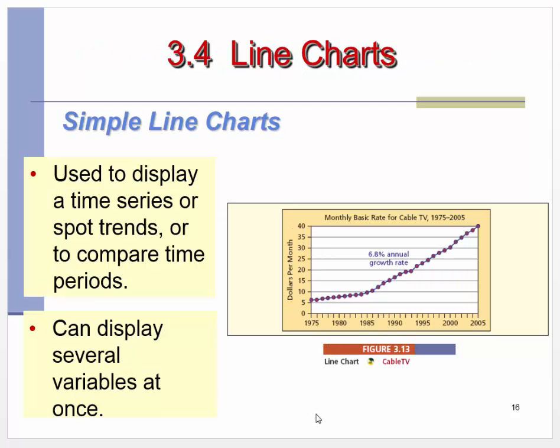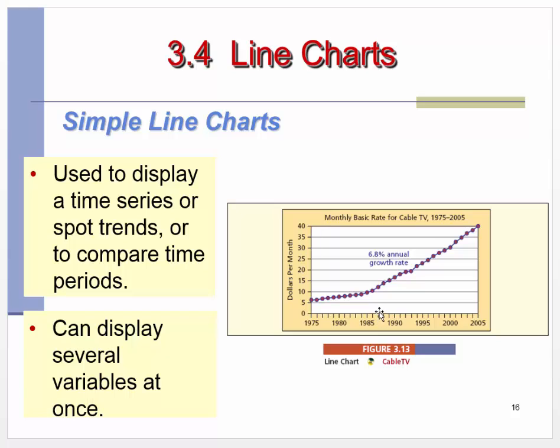Now let's talk about line charts. Basically, we can use simple line charts to display a time series, spot trends, or compare time periods. And it can display several variables at once. This chart here shows the monthly basic rate of cable TV between 1975 and 2005. On the x-axis, you can see the years from 75, 80, 85, all the way to 2005. There's dollars per month on the cable charge. What do you think? This one shows the time series data.